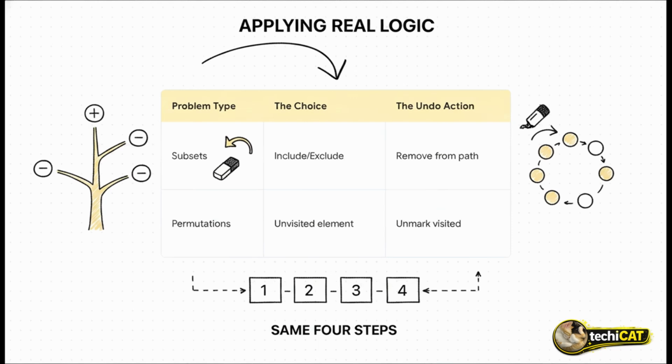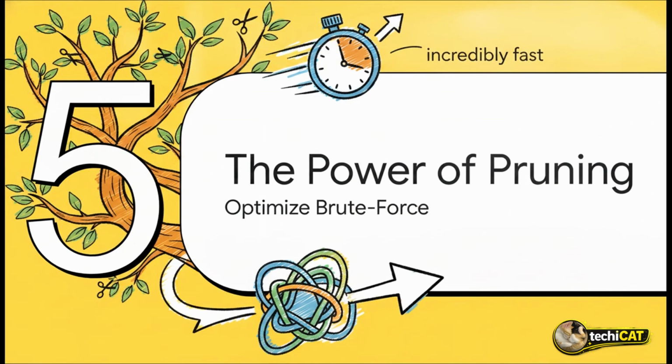Easy. For permutations, it's more like figuring out the perfect order to run a list of errands in town. You look at your unvisited stores, visit one, and then when you're backing up your schedule to find a better route, you unmark it. It's incredible because the exact same 4 steps apply every single time. Next up, section 5, the power of pruning, optimizing the brute force.